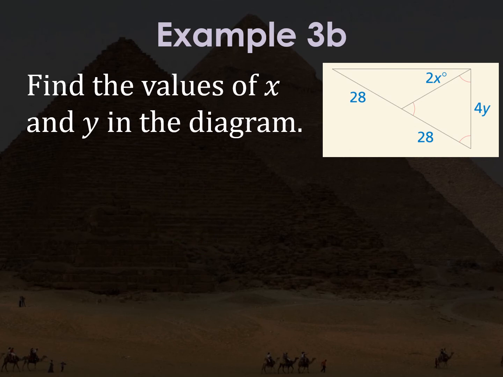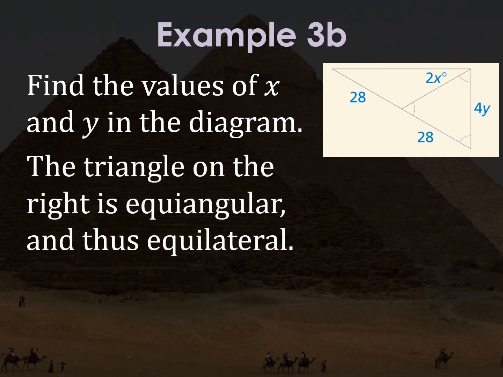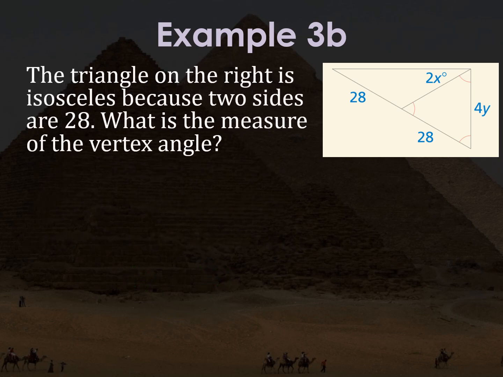Finally, example 3B, find the values of x and y. So let's start with the equilateral triangle, or the equiangular triangle, which means it's also equilateral. So the sides have to be equal, which means 4y has to equal 28, which means y is equal to 7. Now we're going to look at the other triangle to solve for x. Now this one's a little trickier. First of all, you have to see that this also has to be 28 because it's an equilateral triangle on the right. So that's 28.